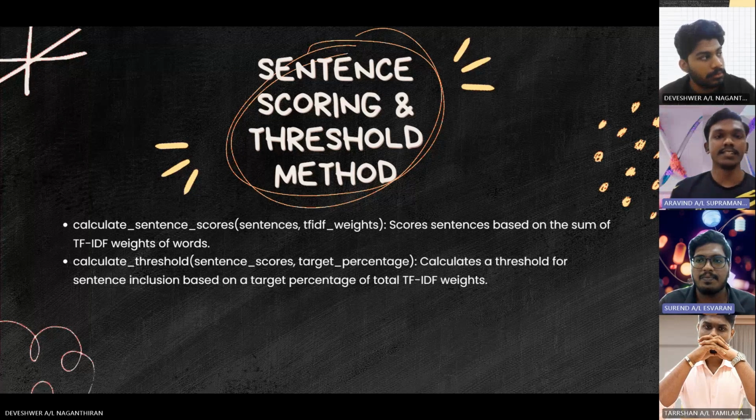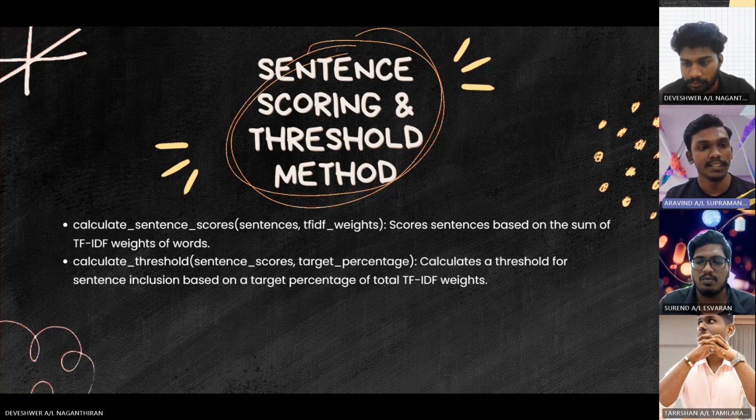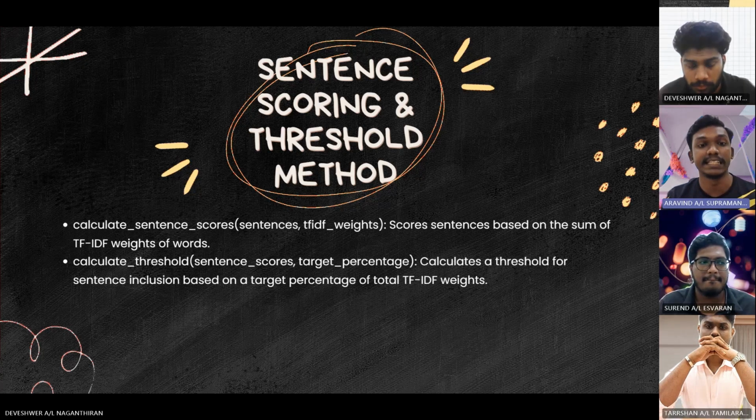Next is the sentence scoring and threshold method. For this method, we have used two functions. The first is calculate sentence score, which scores sentences based on the sum of the TF-IDF weights of the words in the corresponding sentences. We also calculate the threshold using the calculate threshold method, which calculates a threshold for sentence inclusion based on the target percentage of total TF-IDF.